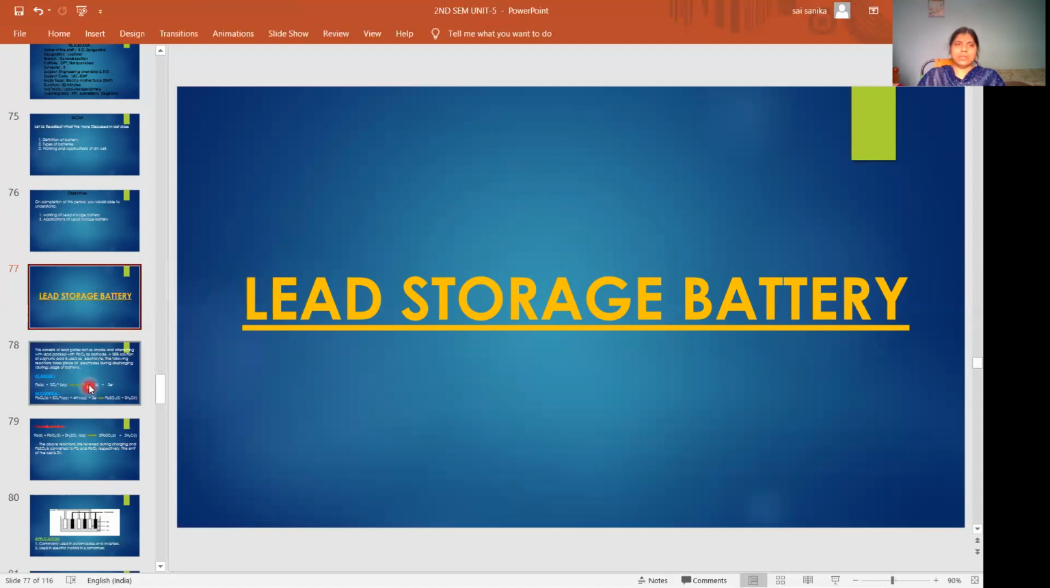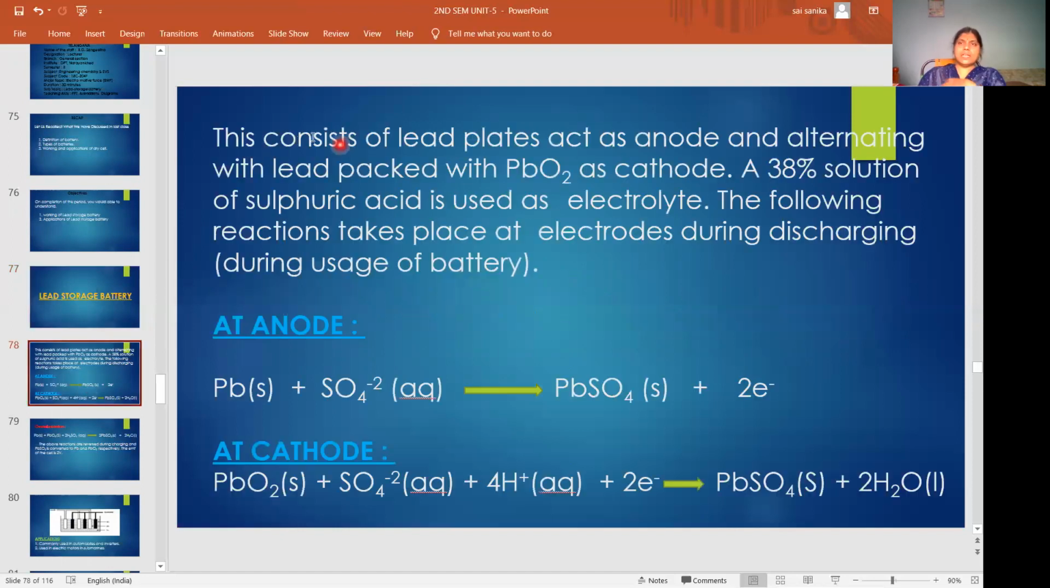So what is a secondary cell? The cell which is rechargeable and reused again and again. So lead storage cell consists of lead plates acting as anode, alternating with lead packed with lead oxide as cathode. So here lead oxide will act as cathode. And what is the electrolytic solution? 38% sulfuric acid solution. So these are the reactions taking place during discharging of the battery.